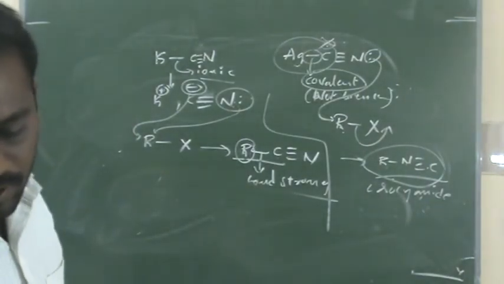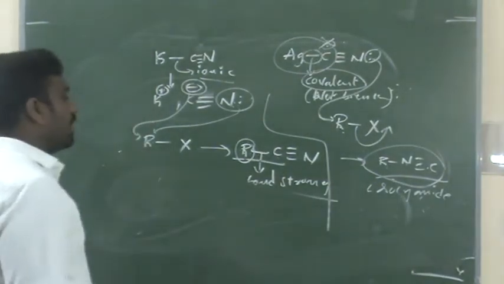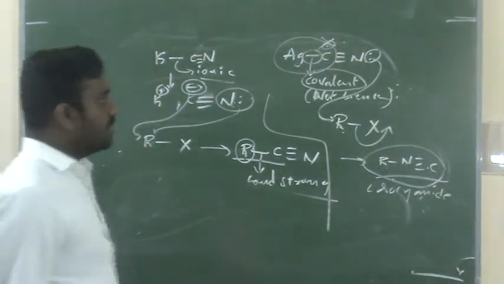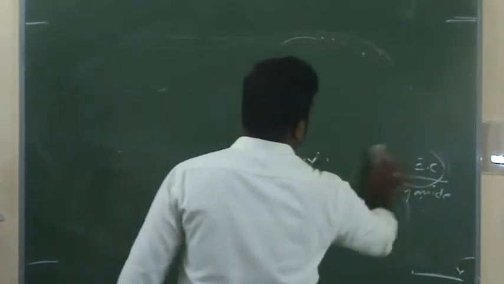Why does alkyl halide react with KCN? There is a formation of alkyl cyanides. When it comes to AgCN, alkyl isocyanides. Keep that concept in your mind.